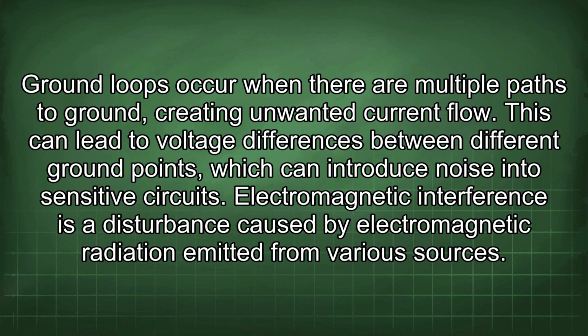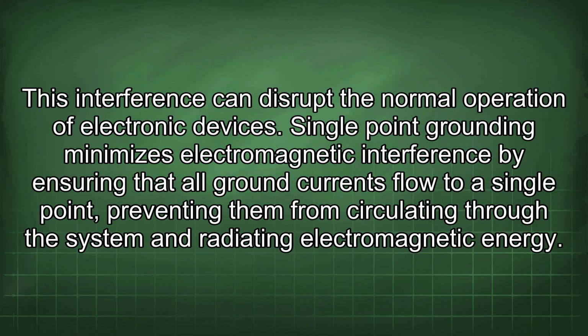Ground loops occur when there are multiple paths to ground, creating unwanted current flow. This can lead to voltage differences between different ground points, which can introduce noise into sensitive circuits. Electromagnetic interference is a disturbance caused by electromagnetic radiation emitted from various sources. This interference can disrupt the normal operation of electronic devices. Single-point grounding minimizes electromagnetic interference by ensuring that all ground currents flow to a single point, preventing them from circulating through the system and radiating electromagnetic energy.